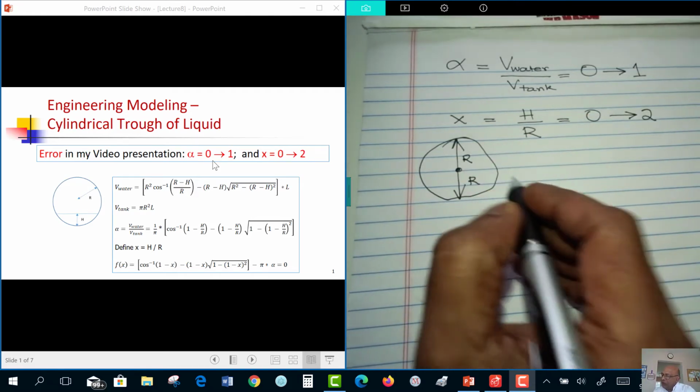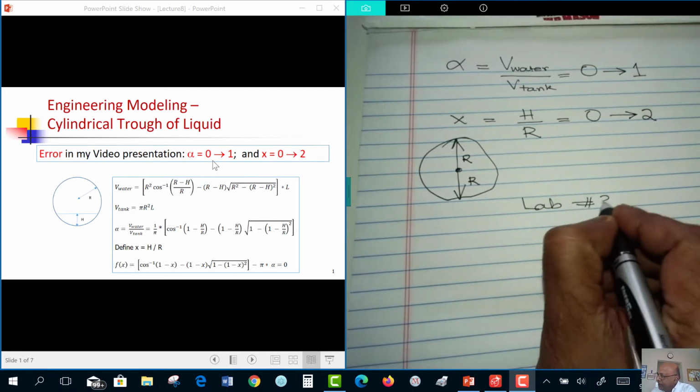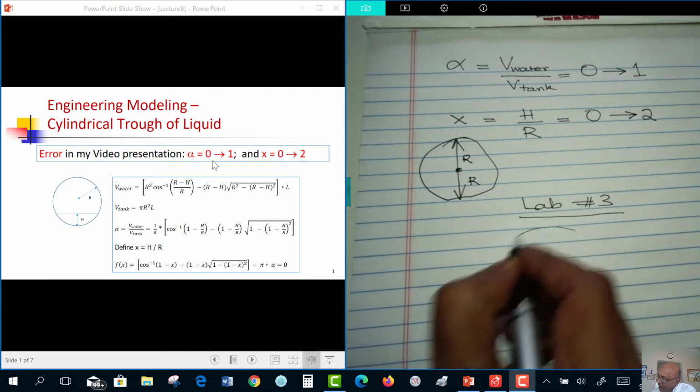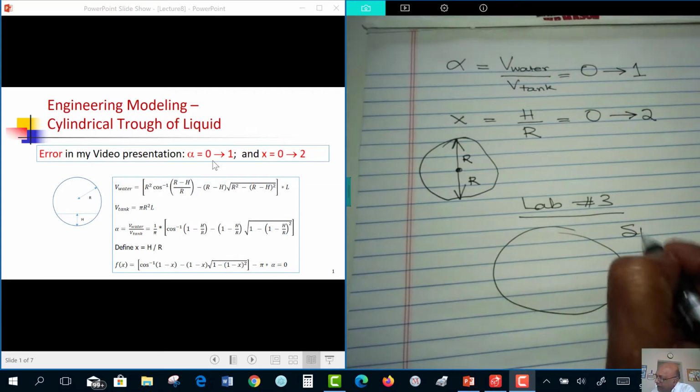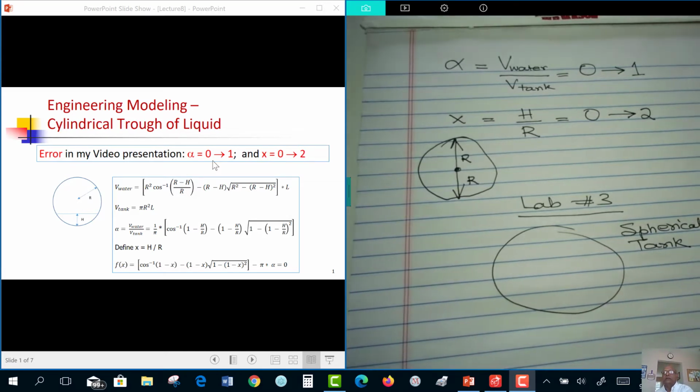Now what you will be doing in lab number 3, you'll be doing the same exercise that I did, except that you will have a spherical tank. So we'll talk about it in lab number 3.